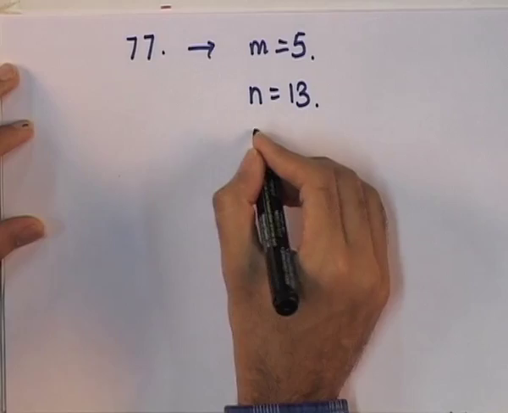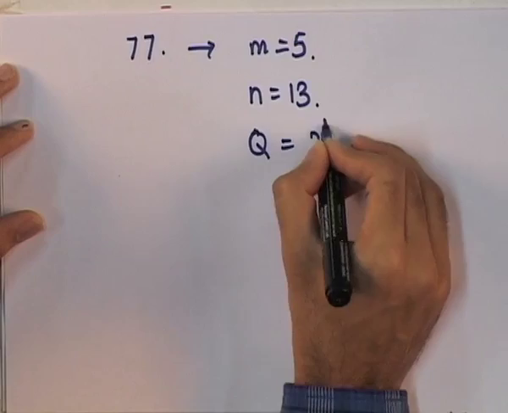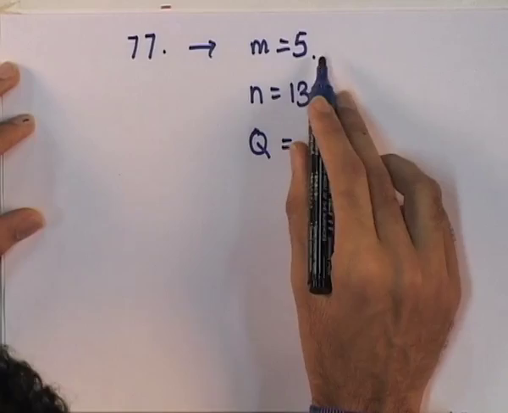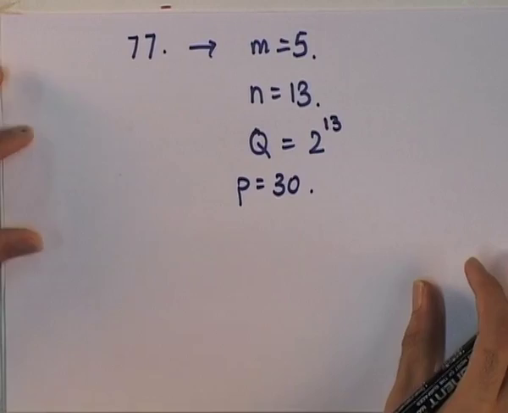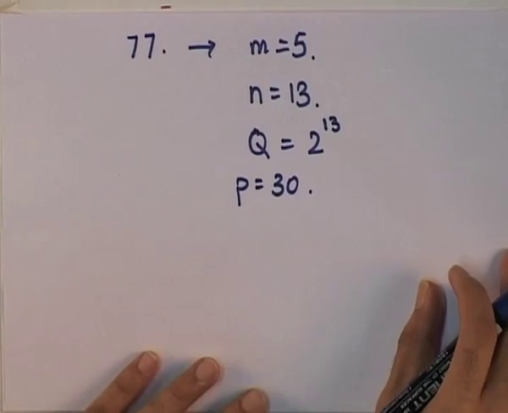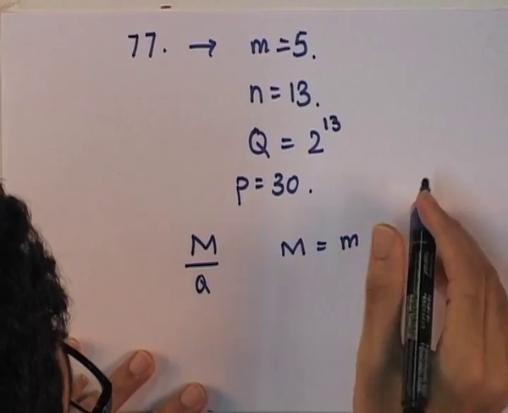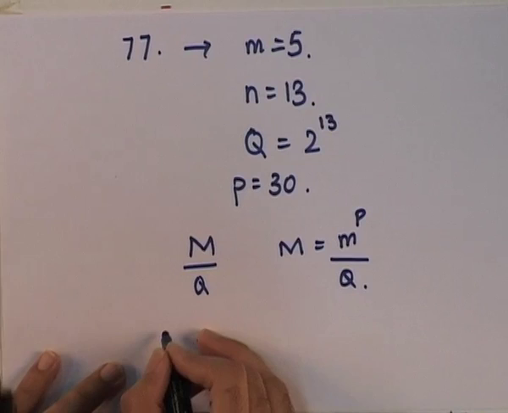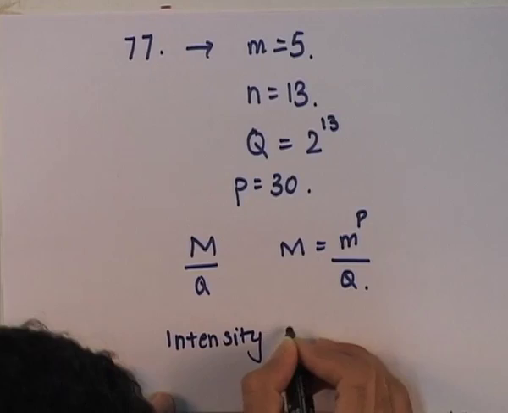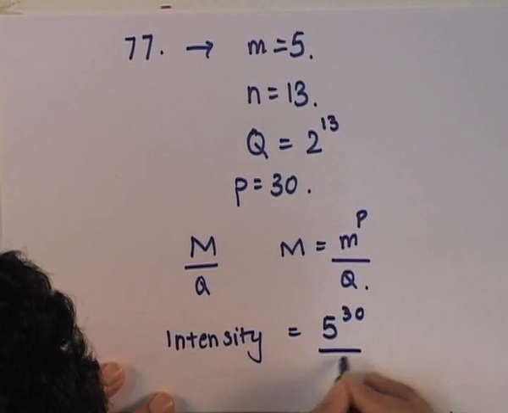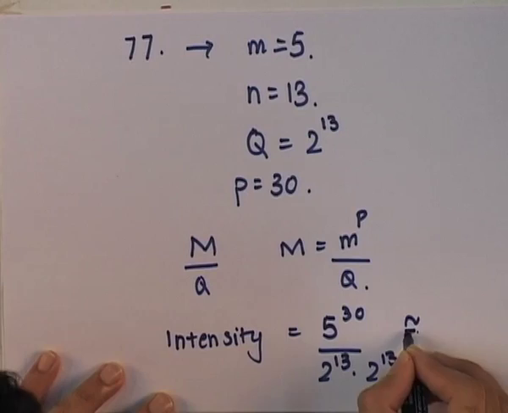So, going by the notation used in the lecture notes, q is equal to 2 raised to 13 and m is equal to 5. The period p is equal to 30. As was discussed in the lecture, the intensity of the sharp peaks is given by m raised to p upon q. So the intensity of the sharp peaks will be just 5 raised to 30 upon 2 raised to 13 into 2 raised to 13, and this approximately turns out to be 3.3%. So the correct answer is option C.